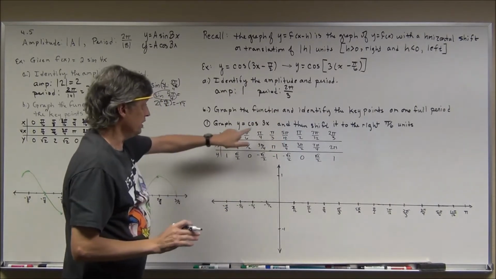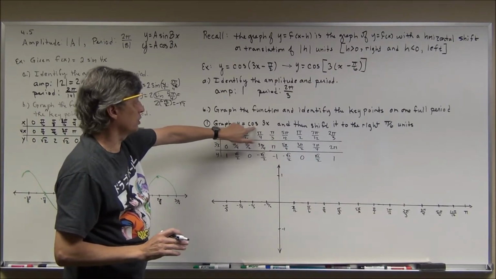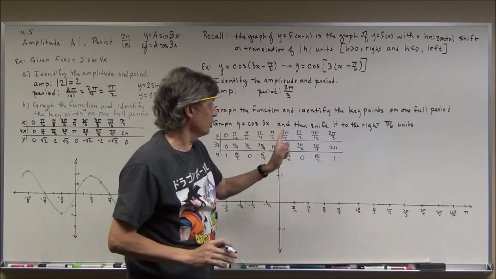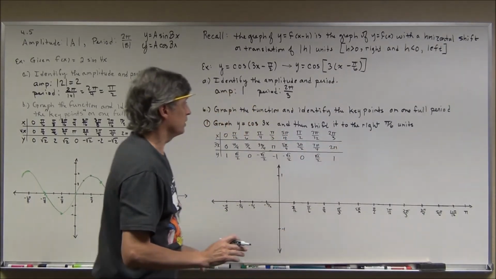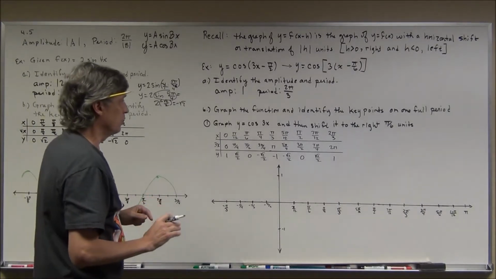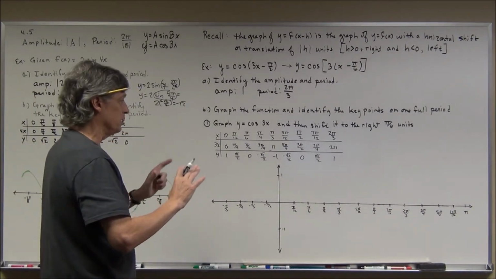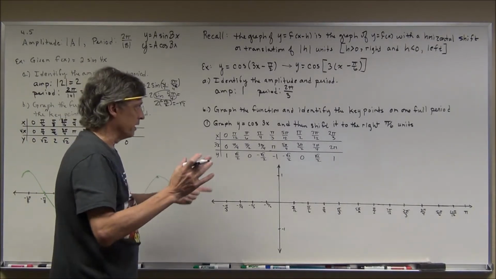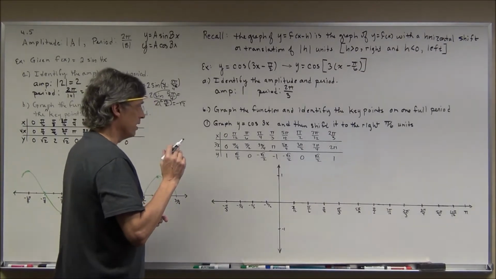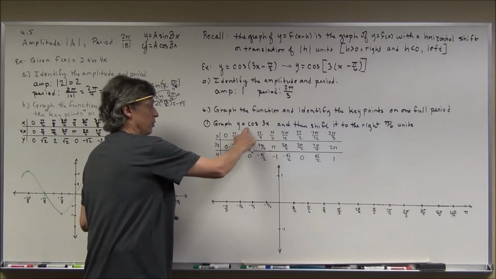Now, this is just going to graph y equals the cosine of 3x. It will not have the minus pi over 6 in. I'll do that at the end. I'm going to shift it to the right. As I mentioned, it's sometimes called a phase shift. I'm going to shift it to the right, pi over 6 units. So I'm going to do this in, well, no pun intended, but in 2 phases. First, I'm going to graph this, y equals the cosine of 3x.